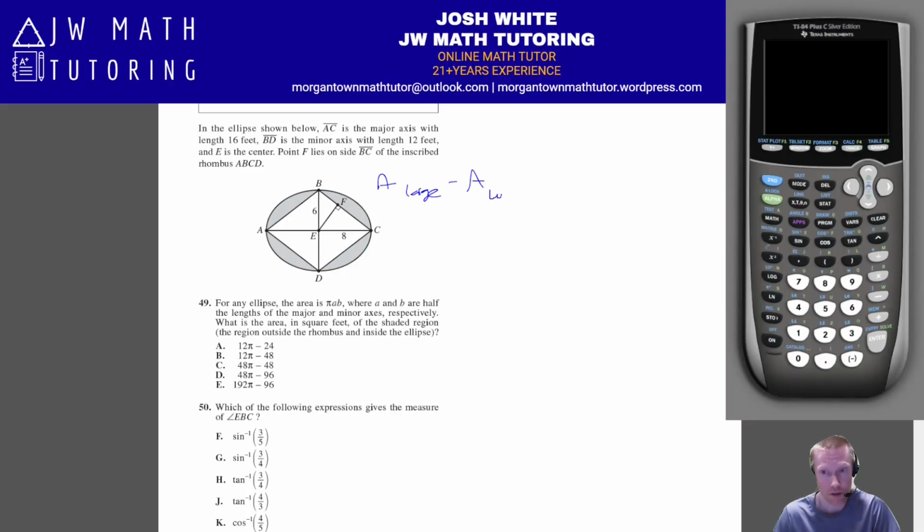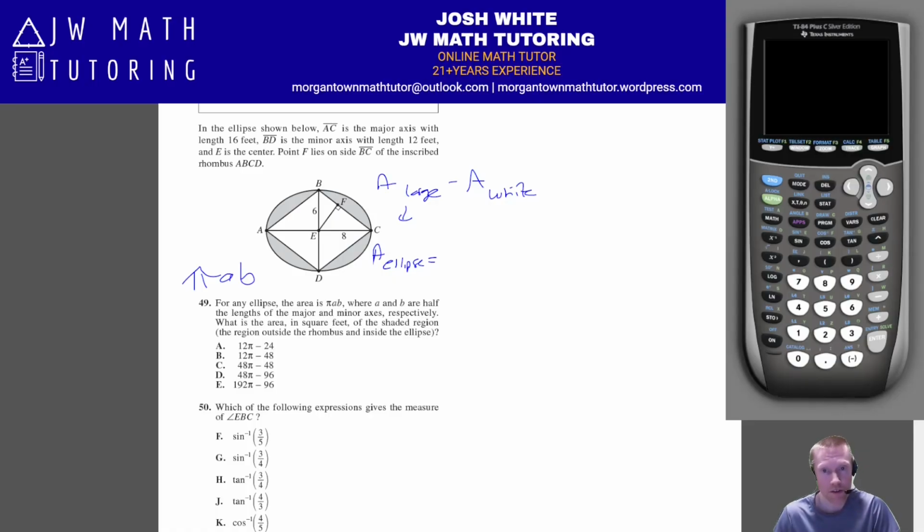Or in this case, the area of the small is really like the area of the white part. So the area of the large in this is just going to be the area of the entire ellipse. Now, they give you the formula for the area of an ellipse here. Okay, so it's pi times A times B. A and B are half the lengths of the major and minor axes.